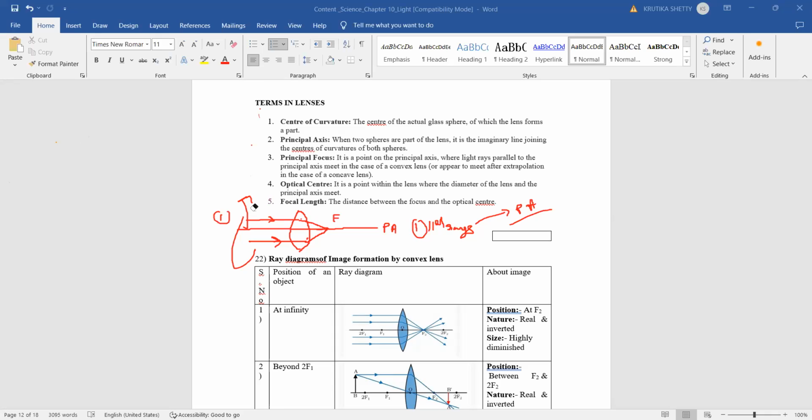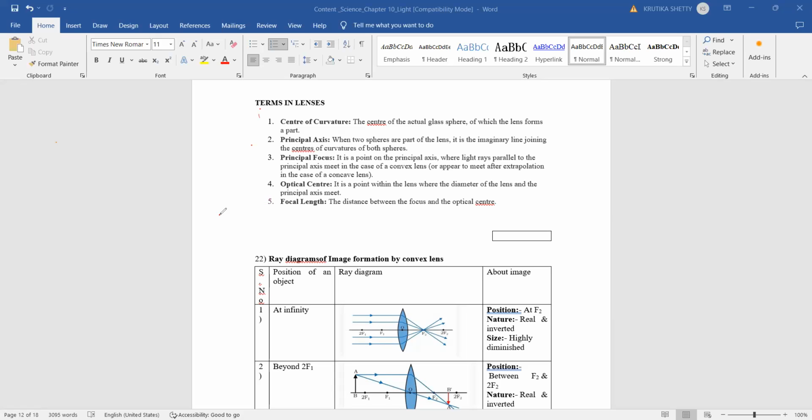Which process is taking place here? Reflection or refraction? Refraction is taking place. When they are passing through the lens, refraction is taking place, which means bending of light is taking place. They are actually parallel, but after they pass through the lens, they pass through the principal focus. So that is the first set of lines.